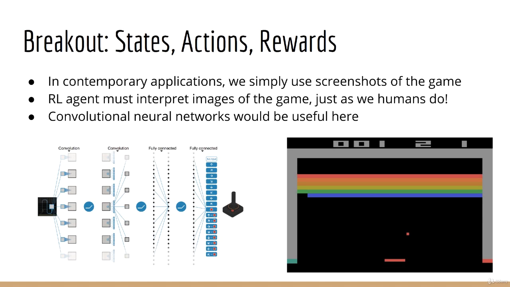Although I think the most common way to represent the state in contemporary reinforcement learning is to use screenshots from the game. In this way, our reinforcement learning agent is learning to interpret images of the video game just as we do as humans. I think this is the most meaningful because it's the closest match to how you and I play video games. We look at the screen. You can imagine that models like convolutional neural networks would be useful here.